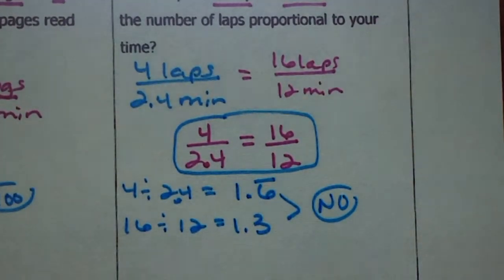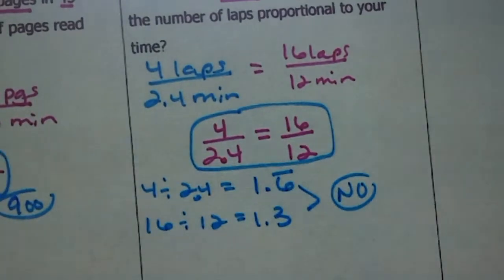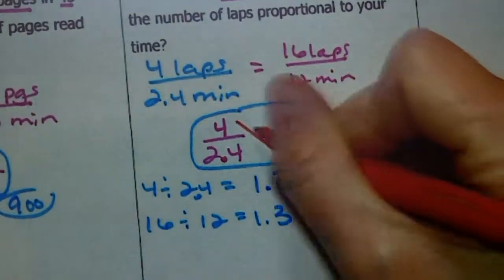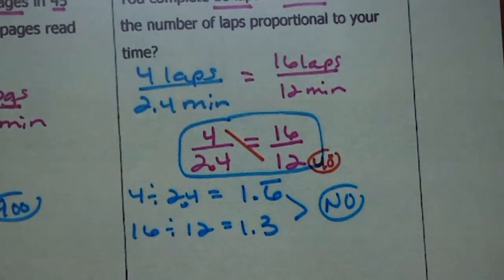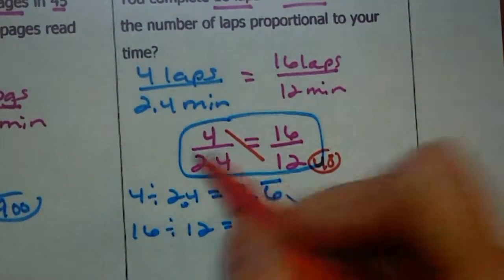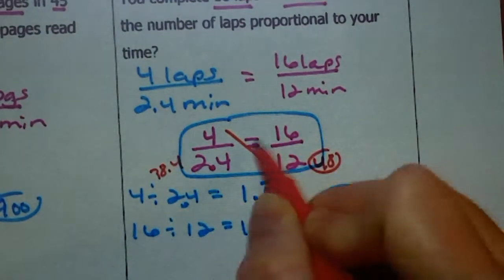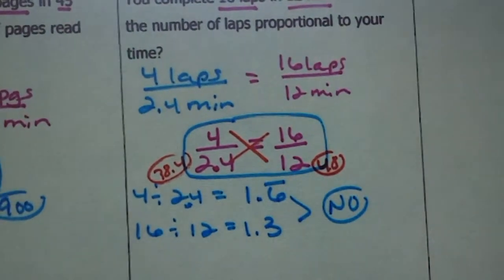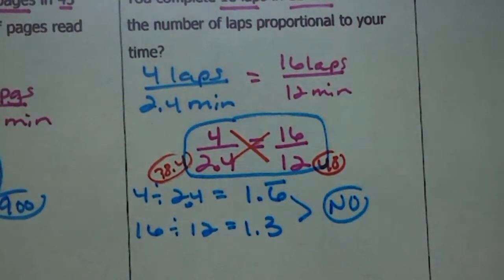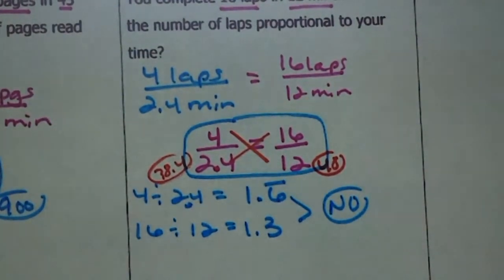If you wanted to use the cross products property, then 4 times 12 would be 48. And when you take 16 times 2.4, you get 38.4 when you multiply those two. So if you like that property, which I love, so hopefully you'll love it too, you see that it doesn't work either. So that's not a proportional relationship because they're not equivalent.